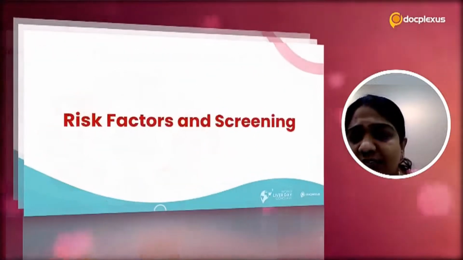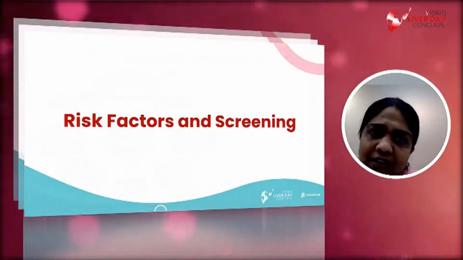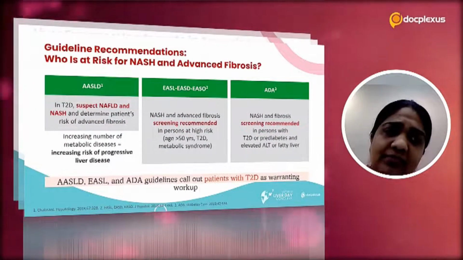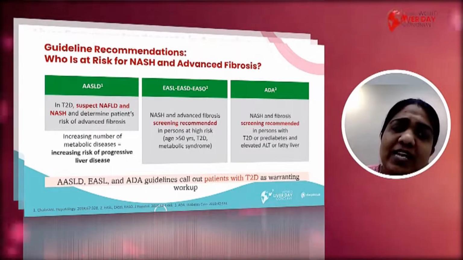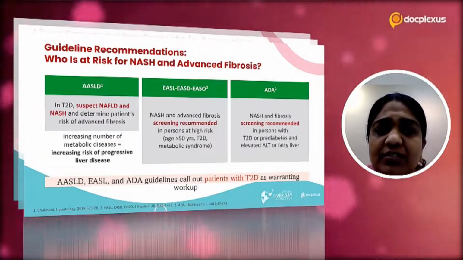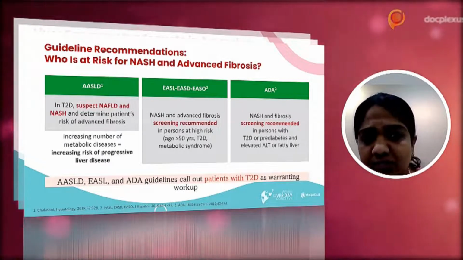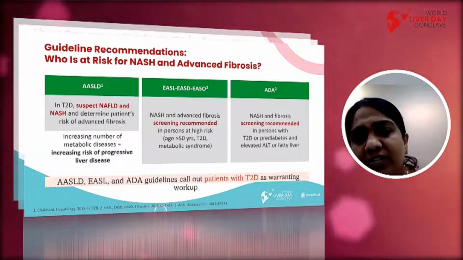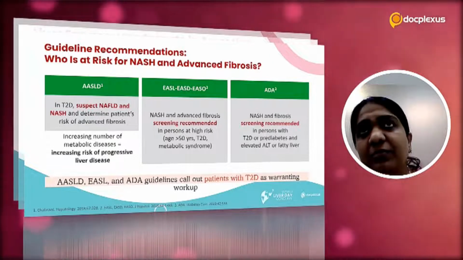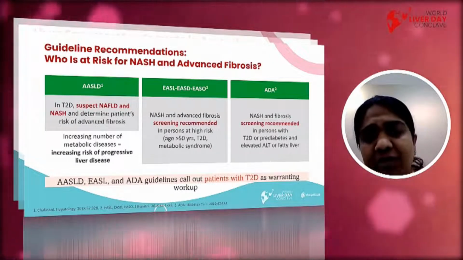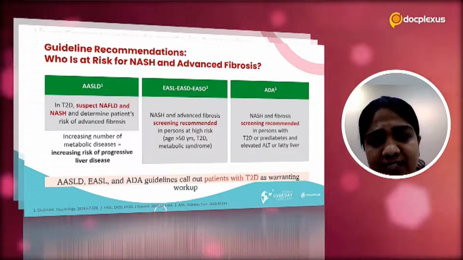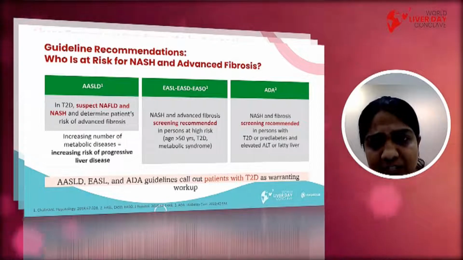So, what are the various risk factors and how do we screen for NAFLD? The guidelines, as per the American society, say that in patients with type 2 diabetes, suspect NAFLD and NASH and determine the patient's risk for advanced fibrosis. If the patient has an increasing number of metabolic diseases, for example diabetes along with hypothyroidism, hypertension, and dyslipidemia, the risk of having a liver disease increases. So try to screen such patients.